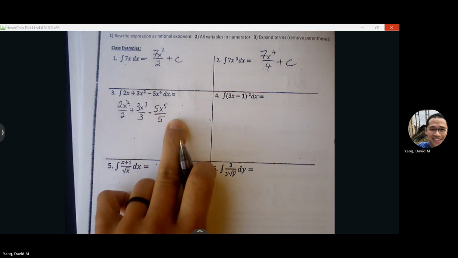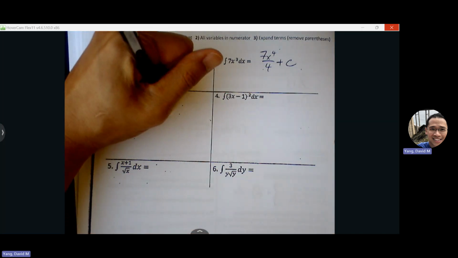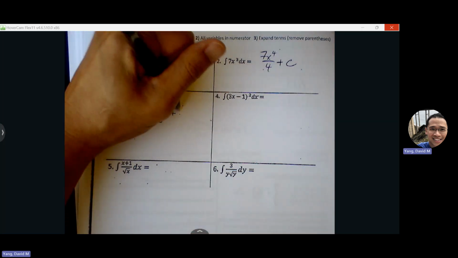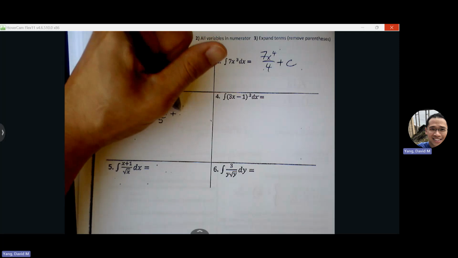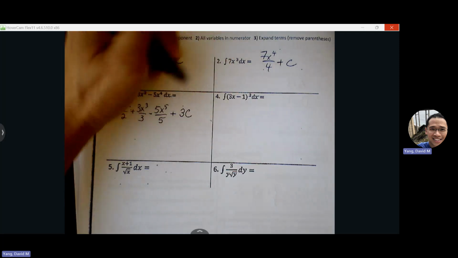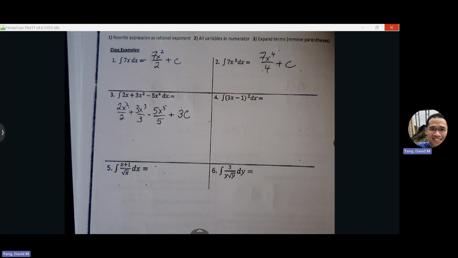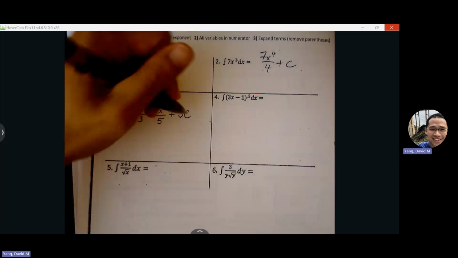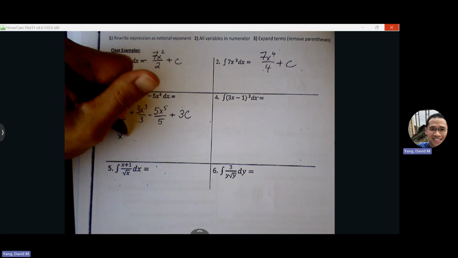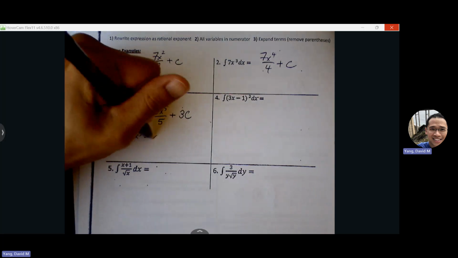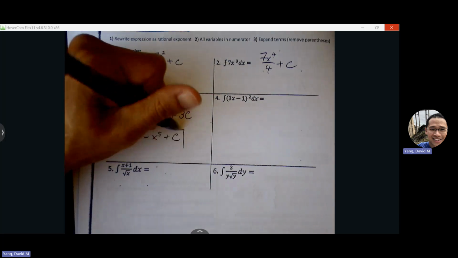Plus what? C. Now, you may be thinking, well, aren't there 3 C's here? Because each one will produce their own C, so you could say plus 3C. But 3 times the constant is still a what? It's still a constant. So it just gets absorbed into just one big constant. So x squared plus x cubed minus x to the 5th plus C.